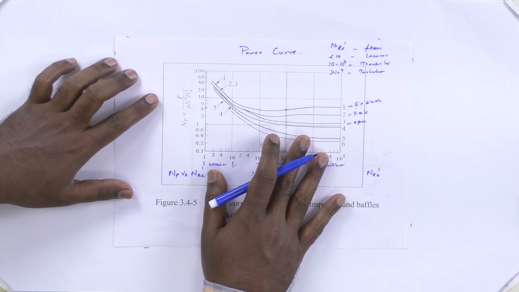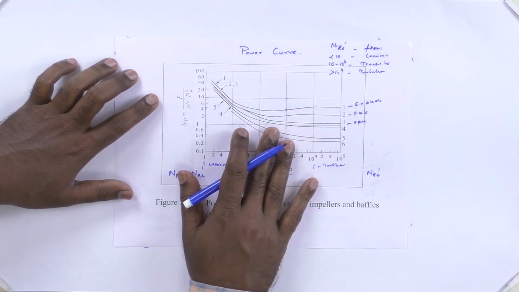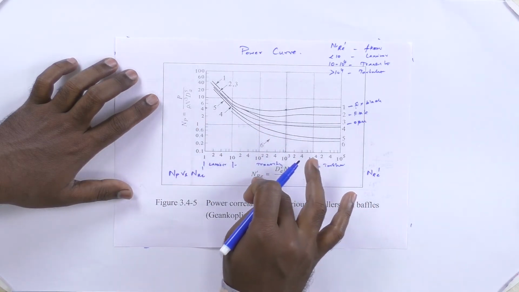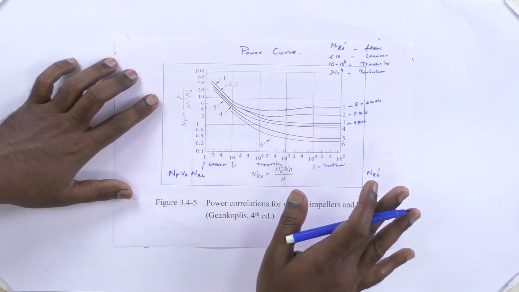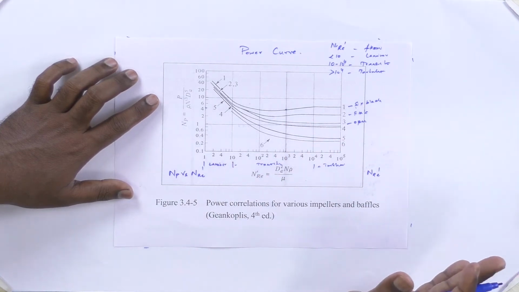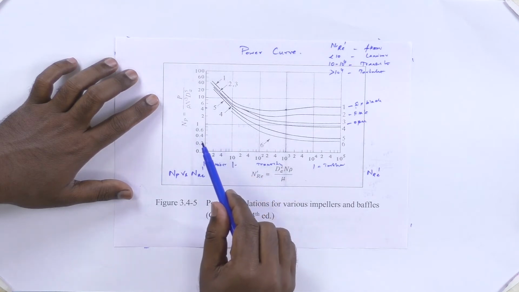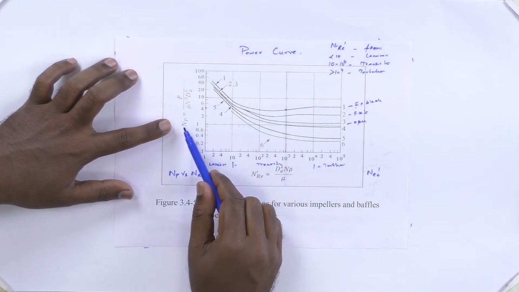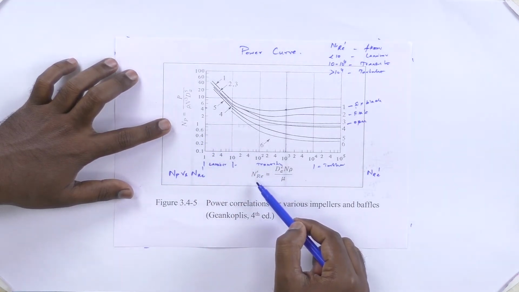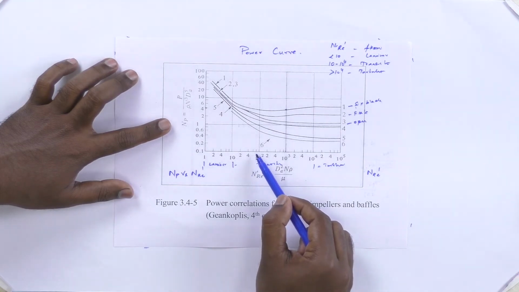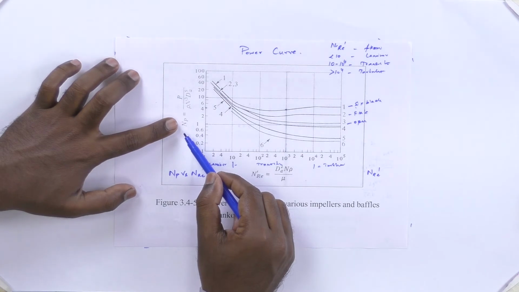This power curve will be given in the exam itself, or we have to bring a separate graph sheet, that is the power number and Reynolds number graph, and identify the values, or the values will be directly given in the problem itself. So how to use this power curve? The power curve is a graph between the power number versus Reynolds number for mixing. Once you have calculated the Reynolds number, we need to identify the power number using this power curve.